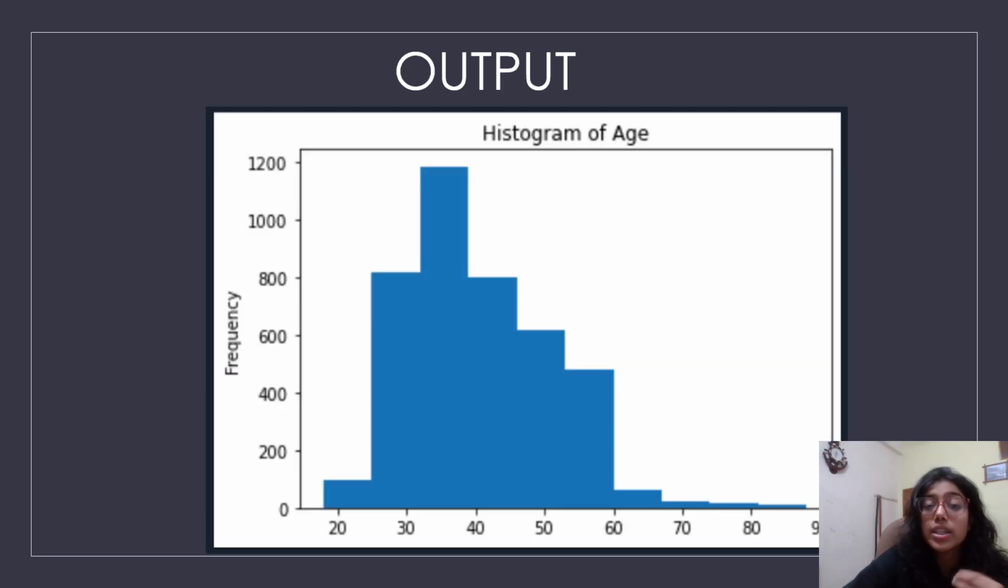So this is the output. This is the histogram of age, where we can see the frequency and the age.